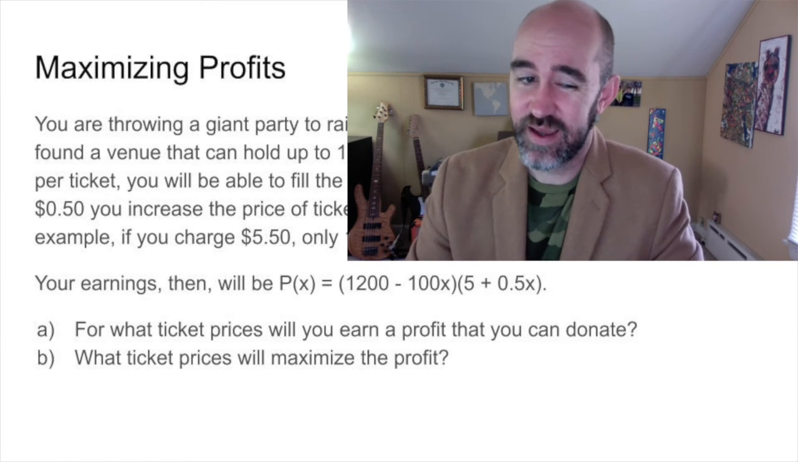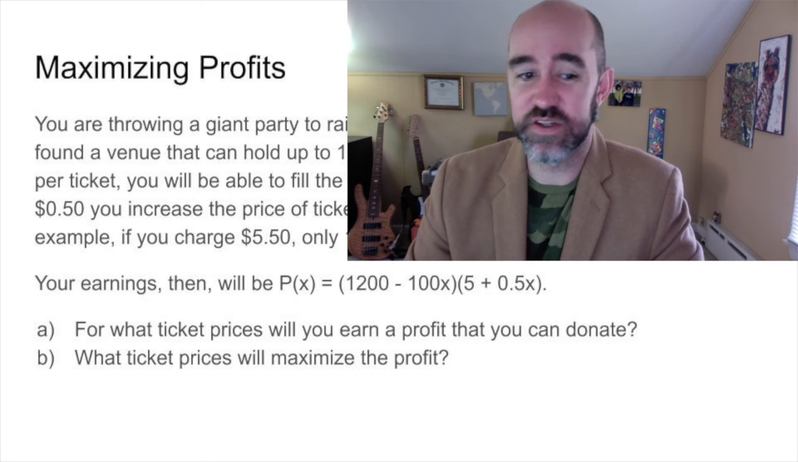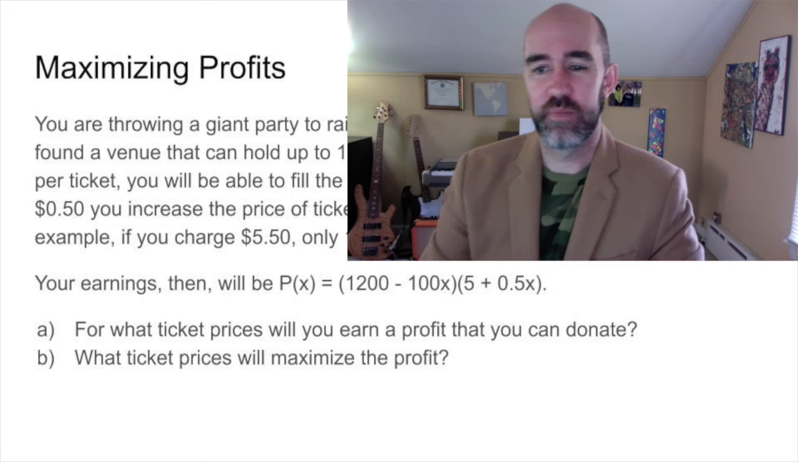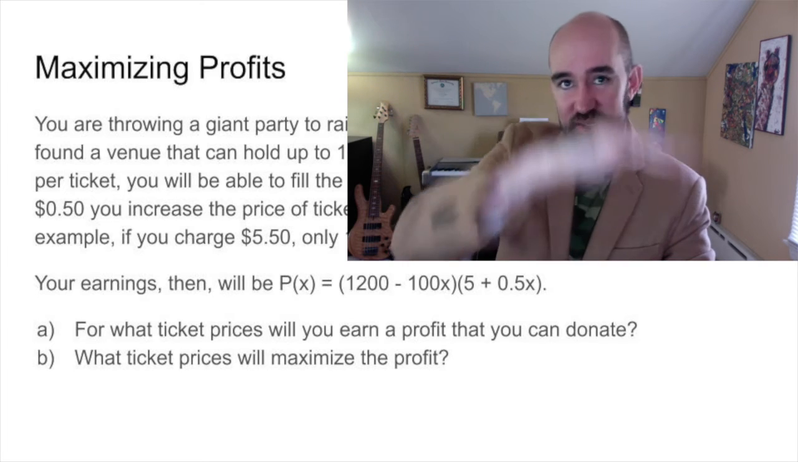B is asking you essentially for the location of the vertex. For what ticket prices will you be able to maximize the profit? Meaning you're going to get the most. So in the graph, that's going to be the vertex.